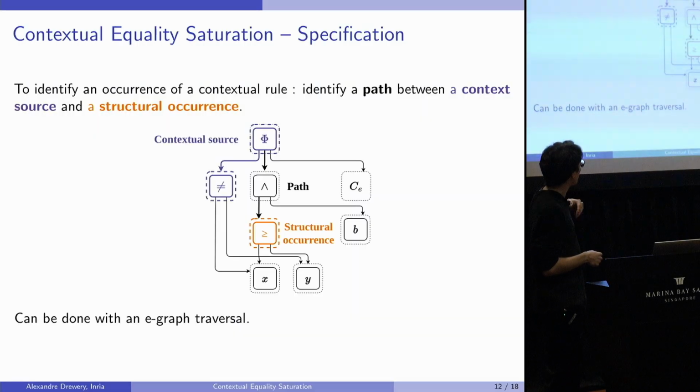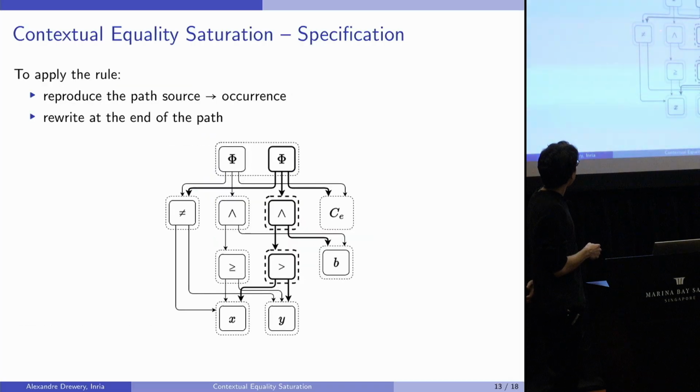So how can I find occurrences of a contextual rule in my graph? Well, a specification of how to do so could be to look for what I call contextual sources, so checks that my contextual patterns hold, phi of x different than y. And then I could do a traversal of the then branch, looking for my structural occurrence, x greater than or equal y. And then to apply the rule, now that I have found an occurrence, a path from a source to the structural occurrence, I can copy this path below a new phi term, but at the end of the path I will replace my greater than or equal here by greater than.